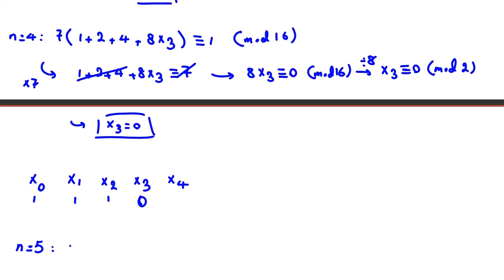Okay, so let's calculate this part. It's 7 times 1 plus 2 plus 4 plus 1, 2, 4. 8 times 0 plus 16 times x4 is congruent to 1 mod 32. Okay?